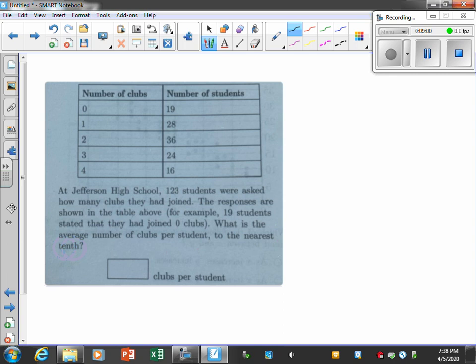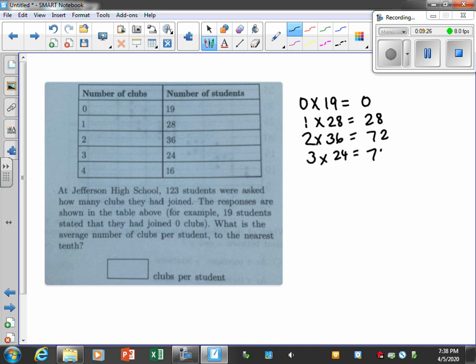So first thing we need to do is calculate. 19 of them are in 0 clubs. 28 of them are in 1 club. 36 of them are in 2 clubs. 24 of them are in 3 clubs. 16 are in 4 clubs. So total, add up that 0, 28, 72, 72, 64.